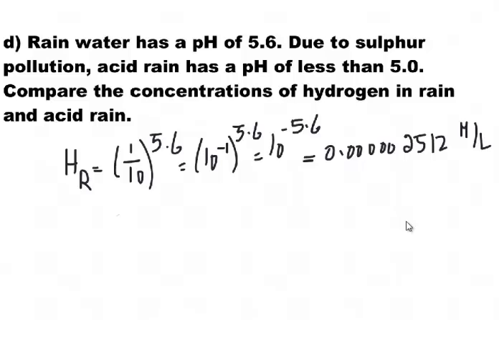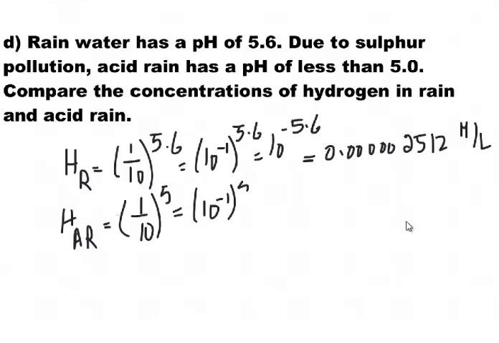Now, acid rain has a pH of less than 5. So let's say H of acid rain, AR, is 1 over 10 exponent 5, which is 10 exponent negative 1 exponent 5, which is 10 exponent negative 5, which is going to be 0.12341. So this means that the concentration of hydrogen is somewhere between this number and this number.